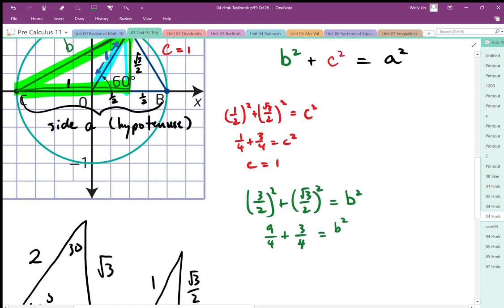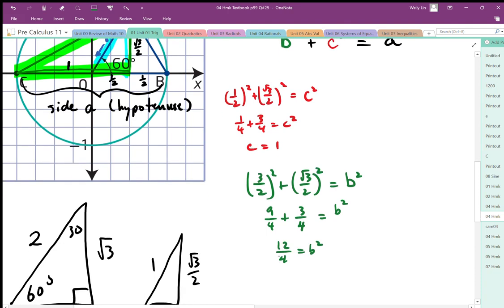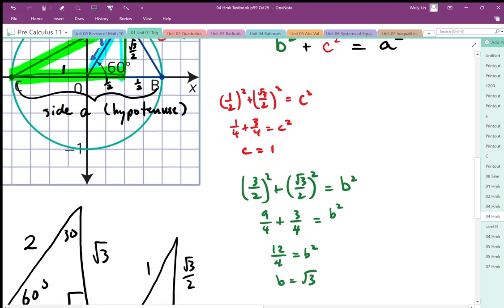and just double checking that I have done this correctly, yep, 3 over 4, and then we end up with 12 over 4 is equal to B squared, so that's equal to 3, so B is equal to square root of 3.